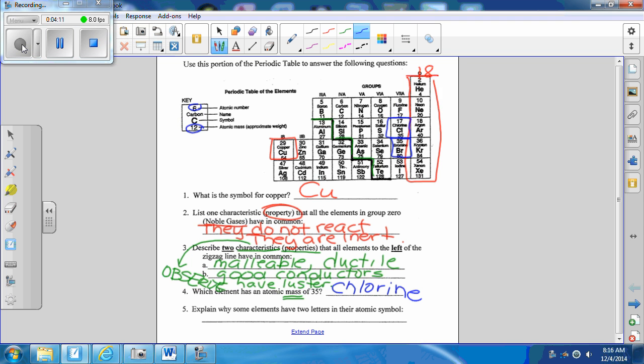That's true, but that's not why they have 2 letters. Hydrogen is H. Helium also starts with H. If we name them both H, we would get confused. So in order to differentiate them, you add a second letter.